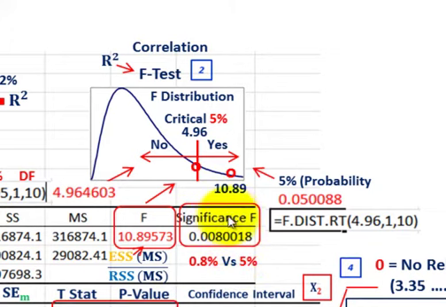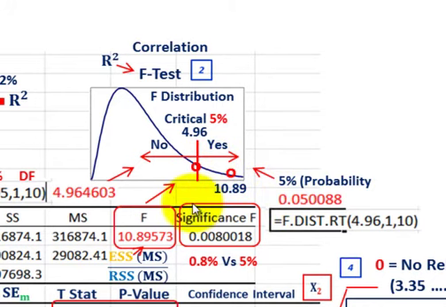But to understand that significance, you go into your Excel functions again, equals F.DIST.RT, and then you put in that critical value we have here at 4.96, and then those degrees of freedom, 1 and 10. 1 for our ESS, 10 for our residuals. And you're going to come up with 0.5088, or 5%.